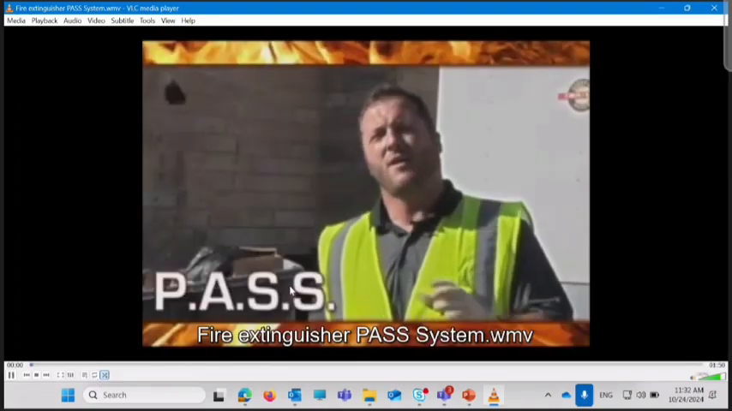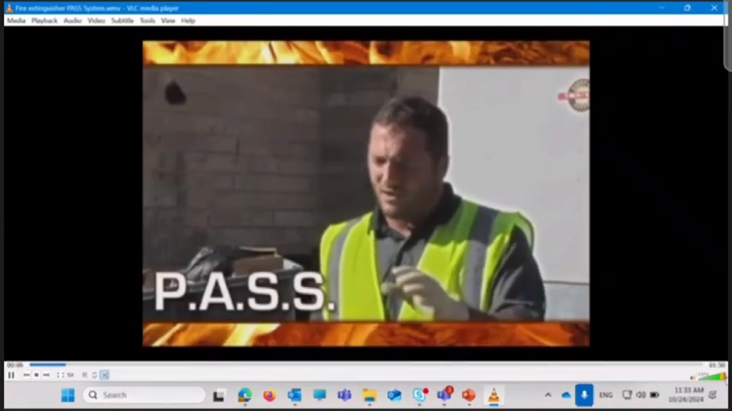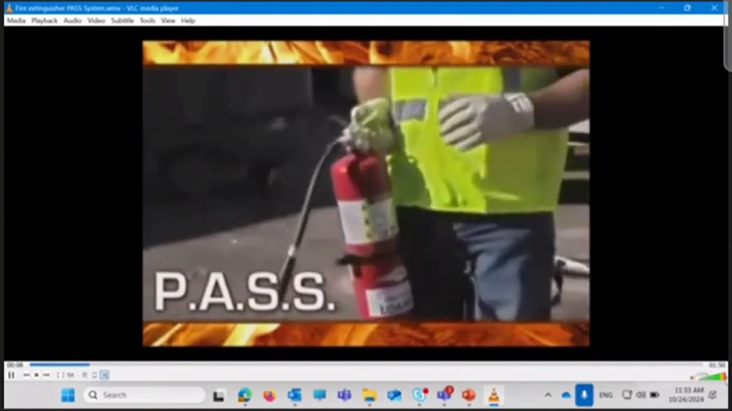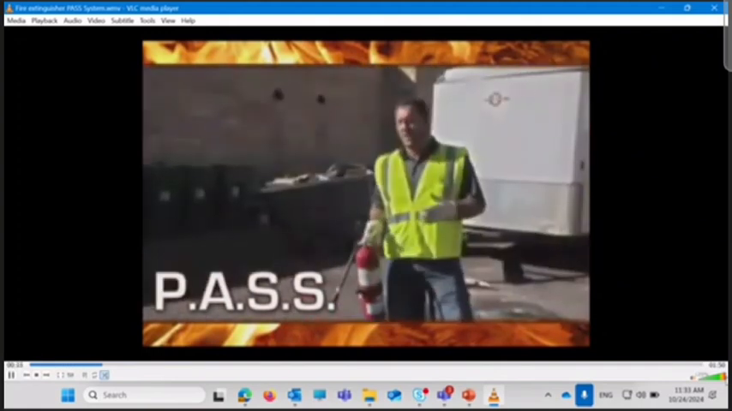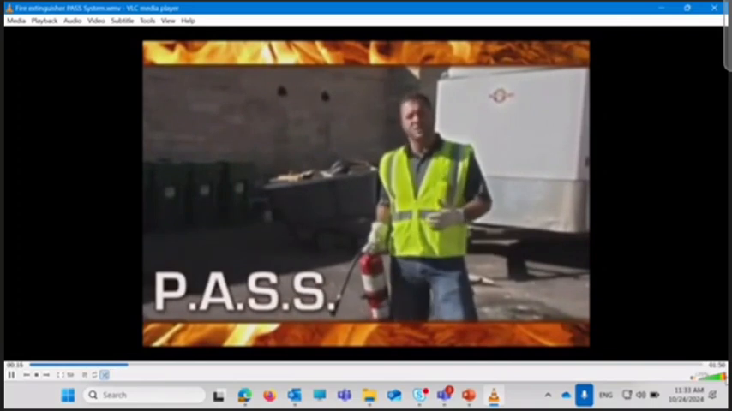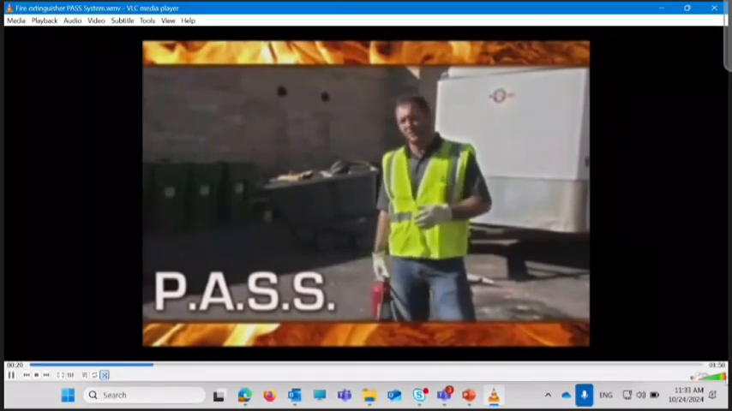Fires kill more than 3,000 people in the United States each year. And if we're going to have to deal with these fires at home, in the office, in the shop, wherever, we have to know how to use a fire extinguisher. When you encounter a fire, you have to make a conscious decision. Is it worth me trying to put it out with a fire extinguisher? Should I just back out of there and call 911 and let the professionals take care of it?